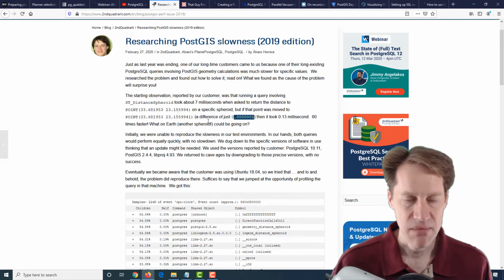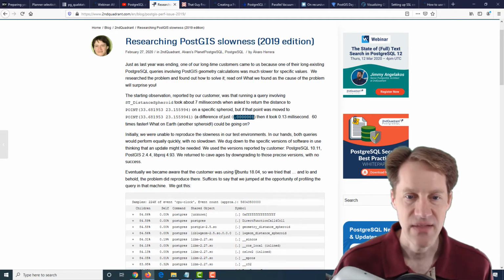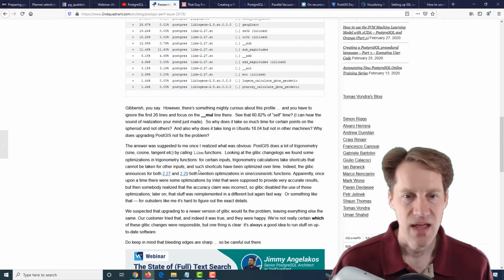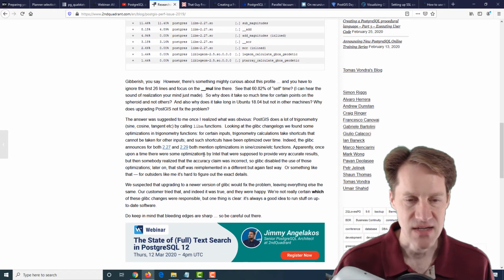They tried to replicate the environment, but they couldn't. They used the exact version of PostgreSQL, PostGIS, and libproj, and they couldn't see any differences. Then they tried Ubuntu 18.04, and finally they saw a difference. And what it led to is actually a difference in glibc versions.